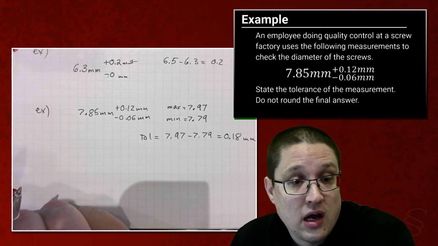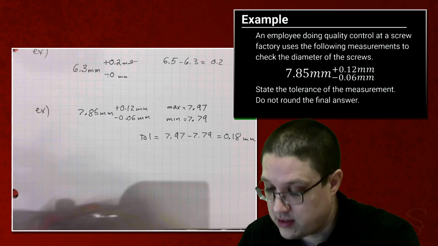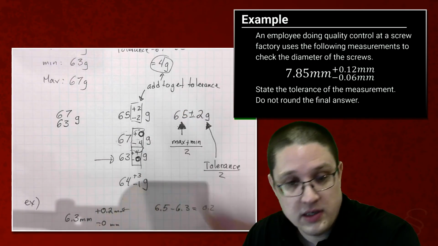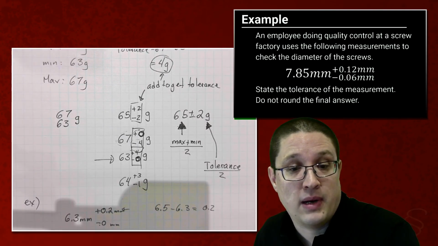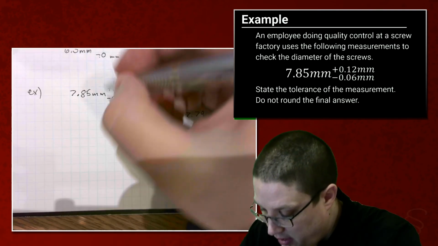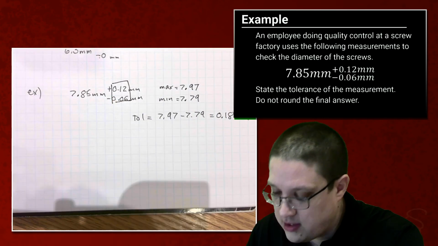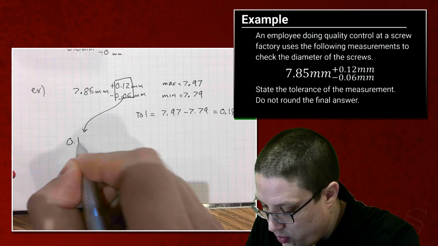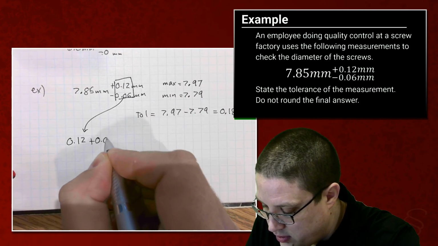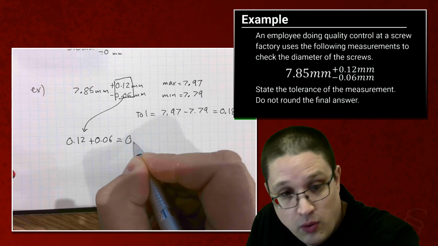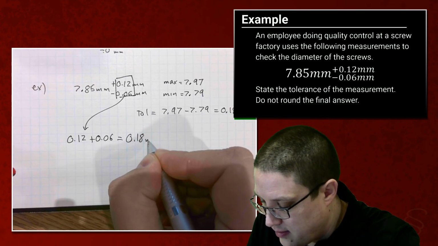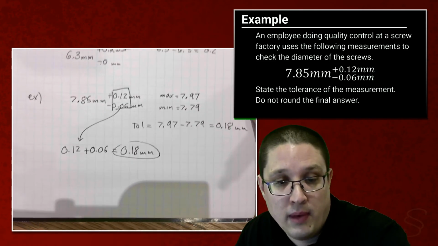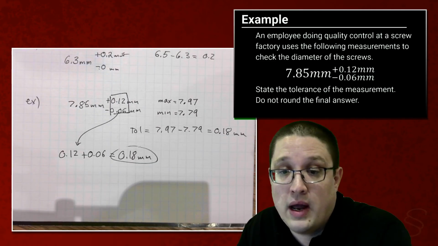However, because I know how this format works, when we looked up here, these two parts here I can add to get to my tolerance. So if I look at just that part, I can say 0.12 plus 0.06 gets me 0.18 millimeters, and that there is also my tolerance. Both methods work correctly.